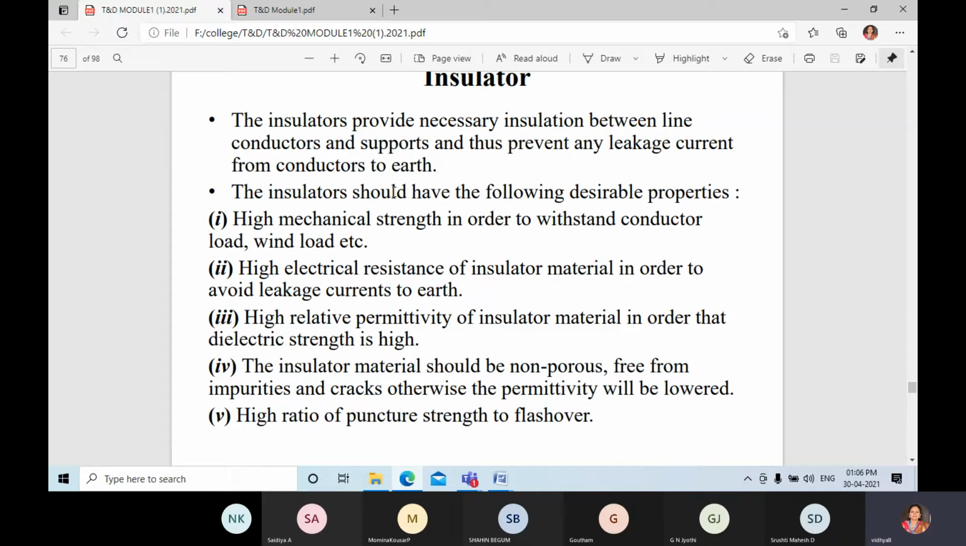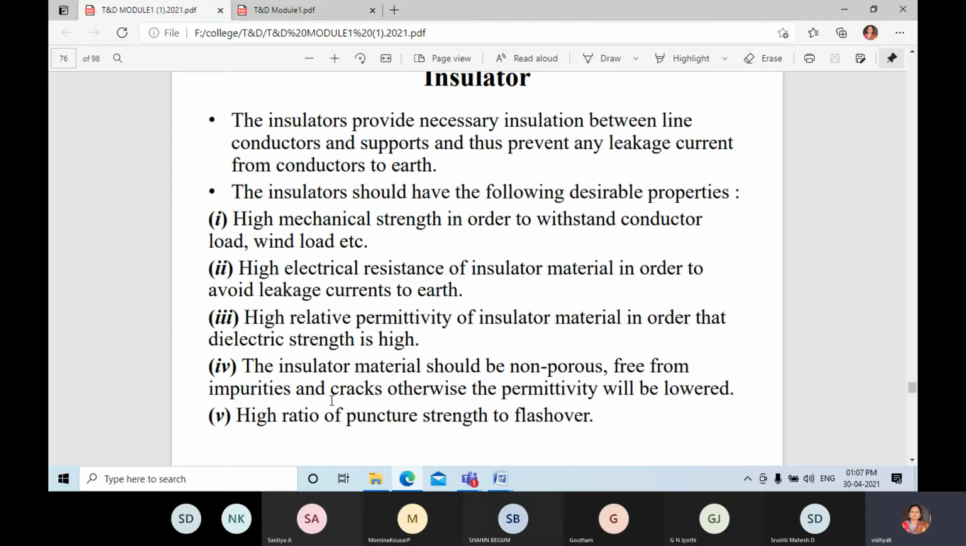Why should it be non-porous? Because dust will fall on the insulator, and that dust should not be absorbed inside. If there is dust, there will be some impurities on the insulator, and then losses start. Losses will be more. So to avoid that, it should be non-porous and free from impurities and cracks.